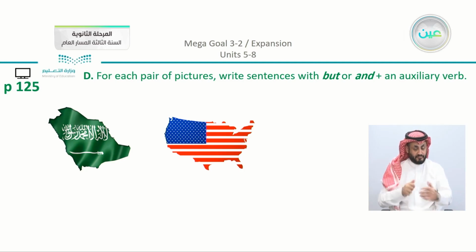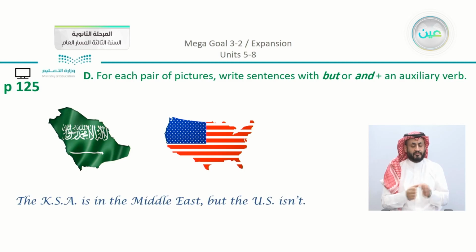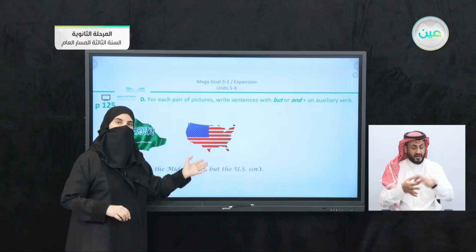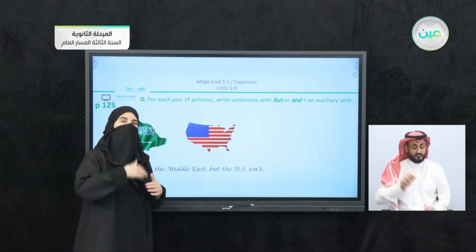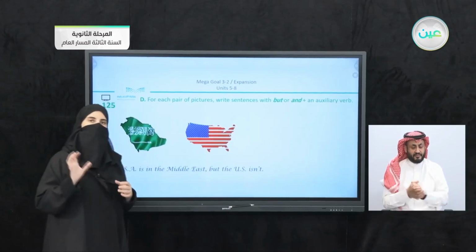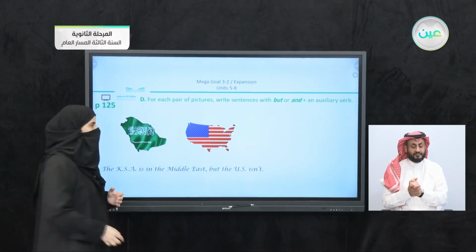Now, do you recall also in Unit 6 that we studied something about using but and, or and, with auxiliary verbs? Now, just to revise here, the KSA is in the Middle East, but the US isn't. Now, here in this sentence, you can see that we have the connector but, and at the very end of the sentence, there is the auxiliary verb is.